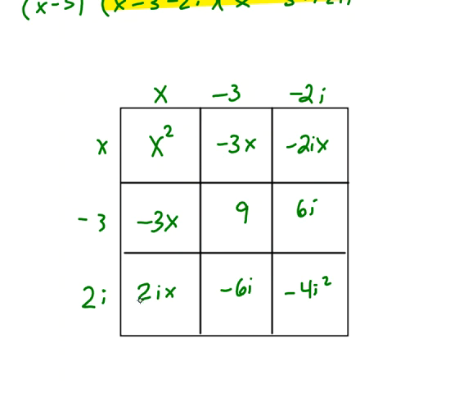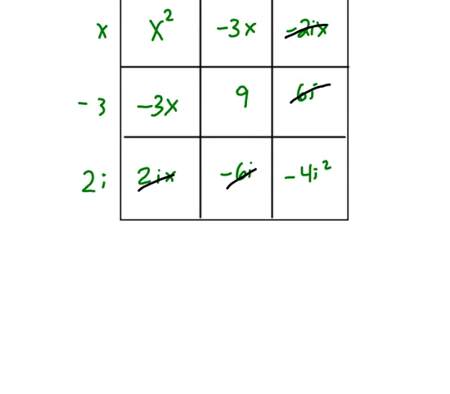Now, I have 2ix and a negative 2ix. Those are going to cancel out. Similarly, the positive 6i and negative 6i also cancel out. That was part of the reason why the complex conjugates theorem works. You have to have those i guys canceling out. So I'm left with x squared minus 6x plus 9 minus 4i squared.